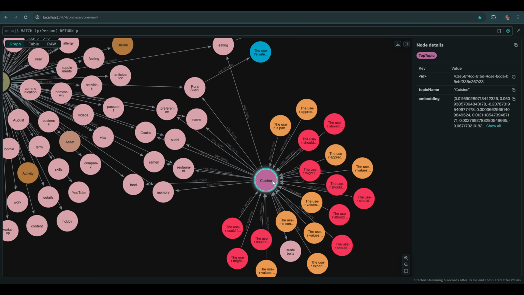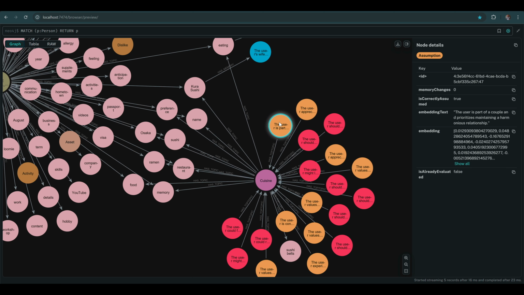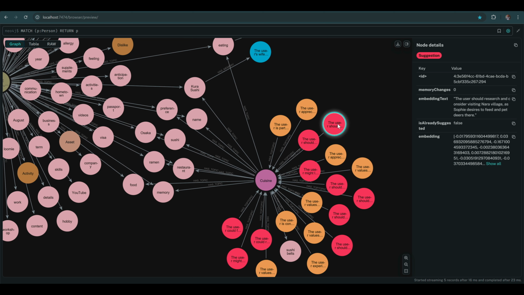For example, if we have some memory regarding cuisine, we could find other memories which are related to this. Then we have this top topic, which has then links to assumptions and suggestions. Assumptions are done because normally people also would assume something about a person without having knowledge, and this could make the conversation with the LLM friend a little bit more interesting. We have here also suggestions, so the LLM already has some ideas that it can provide based on the memories that are linked to the top topic.